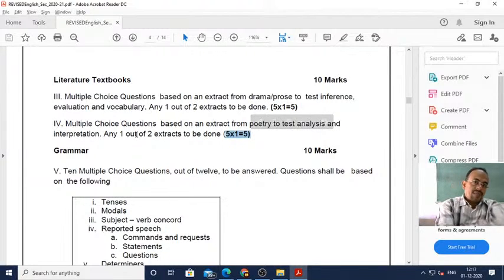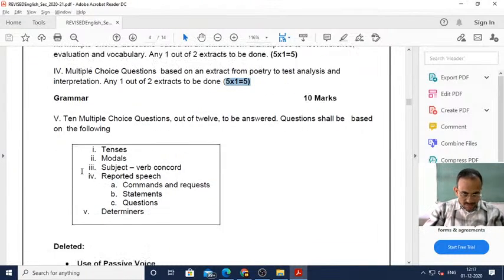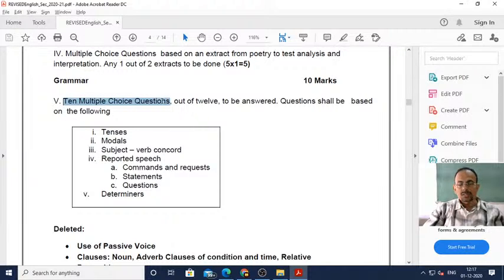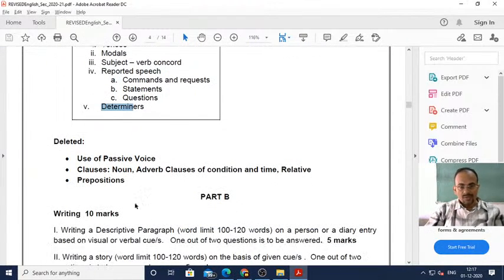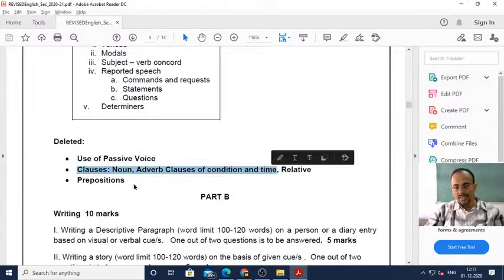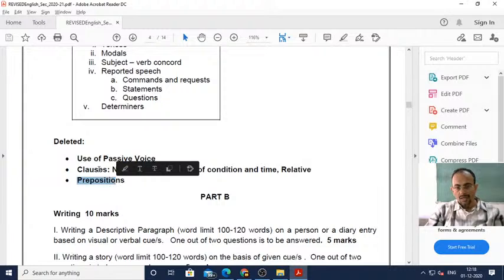Then we shall move on to the grammar multiple choice questions. Dear students, in grammar also you shall have 10 multiple choice questions out of 12. So there is a total of 12 multiple choice questions, out of which 10 will have to be answered by you. Questions shall be based on tenses, modals, subject verb agreement, reported speech, and determiners. In the deleted part, as you can see here, passive voice is not required. Clauses, noun, adverb clause, condition, time, relative, and prepositions are not required.